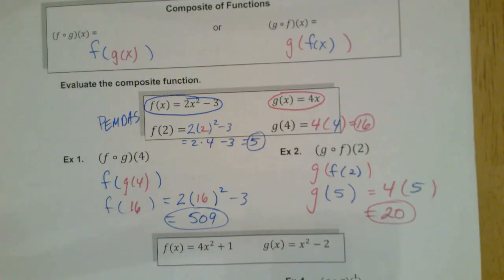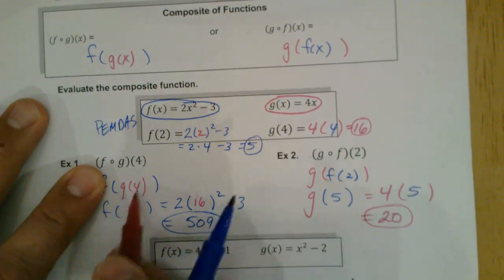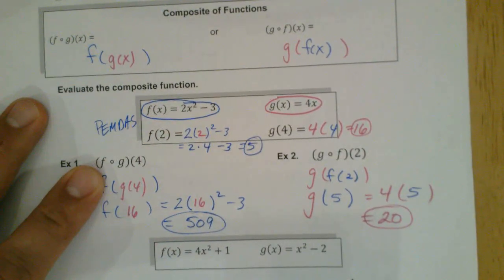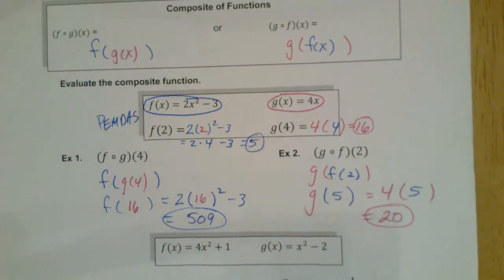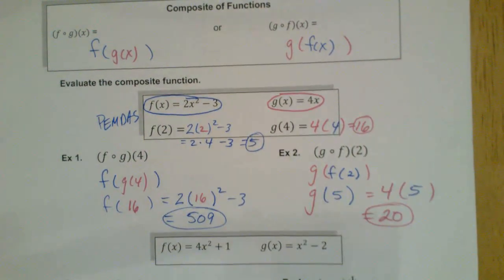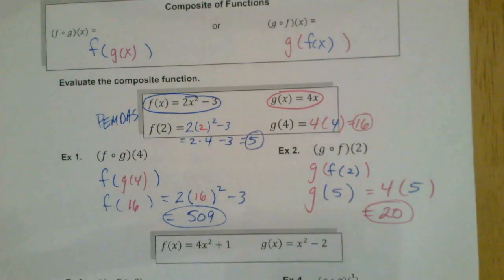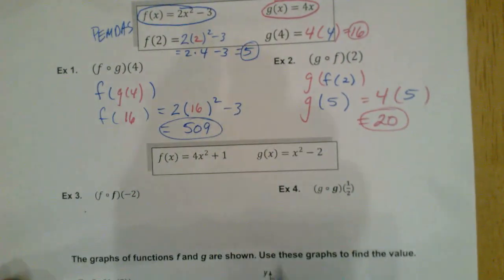Okay, so again, you're working inside out. I like to cover up the number and figure out what that input is. What's g of 4? Once I know what g of 4 is, I put that into the f function and then simplify. And then vice versa on example 2. All right. You guys want to see that one more time?